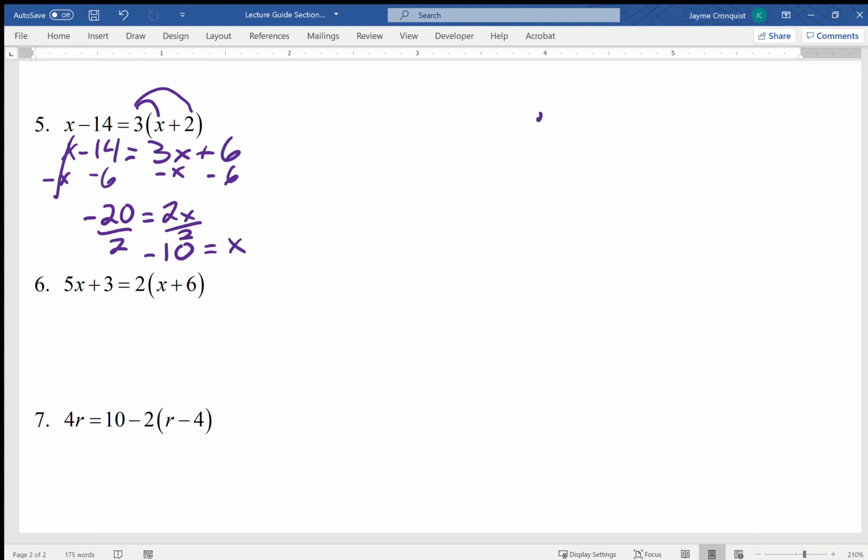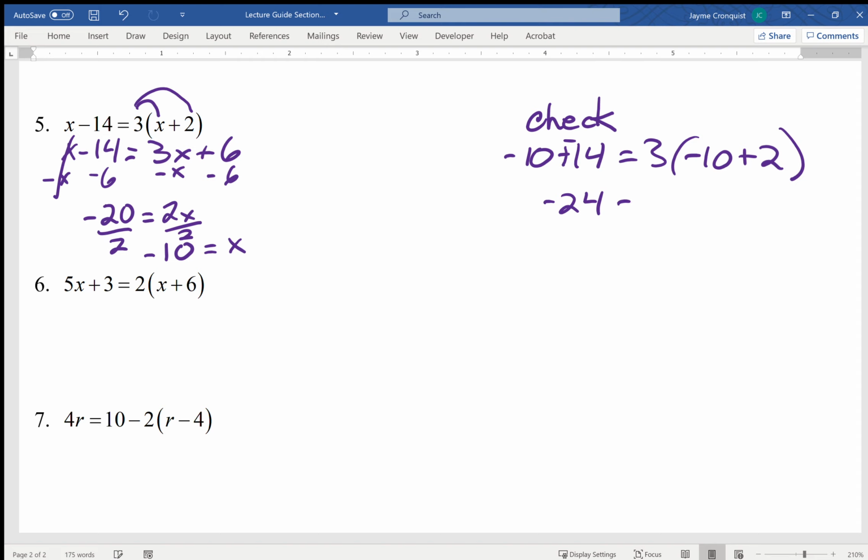So now we check. Negative 10 minus 14 equals 3 times negative 10 plus 2. Okay, so this becomes plus a negative, so I have negative 24 equals 3 times negative 10 plus 2, which is negative 8. Well, I know that this is negative 24, so check the answer is correct. So x equals minus 10.